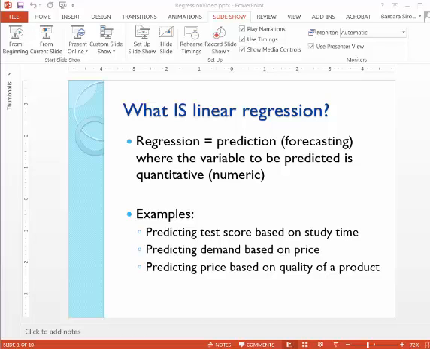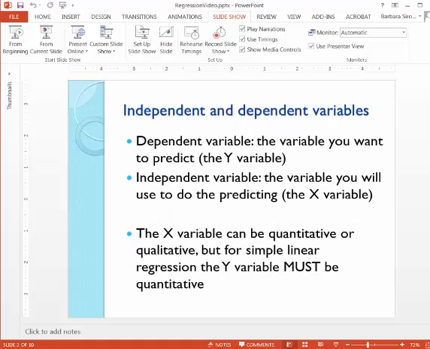And as you can see on the screen, regression is basically just prediction, or another word, forecasting. This is where the variable to be predicted is quantitative. Some examples you might think about would be predicting test score based on how much time you study, or predicting demand of an item based on how much it costs, or predicting the price based on the quality of a product. So that's what I mean by predicting one variable based on another.